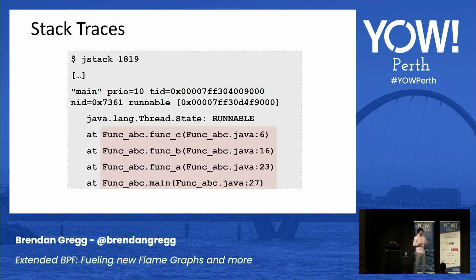CPU flame graphs show a CPU profile so you can understand what is running on CPU. I've begun by showing a stack trace, so running jstack on a Java program. You should be familiar with stack traces, especially when your program blows up. This shows main called function A, called function B, called function C.